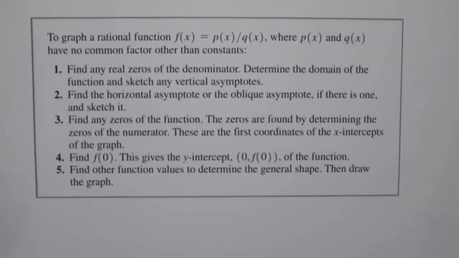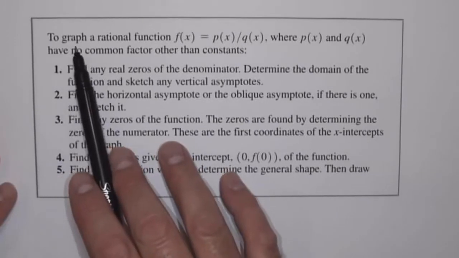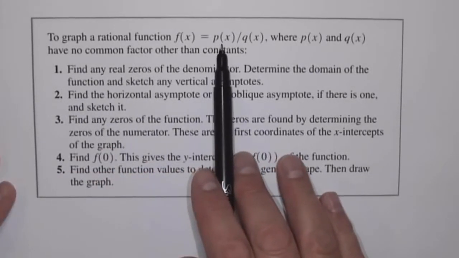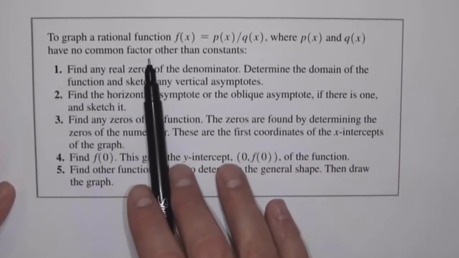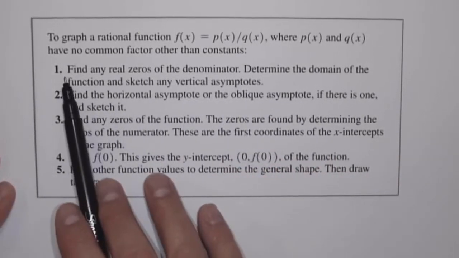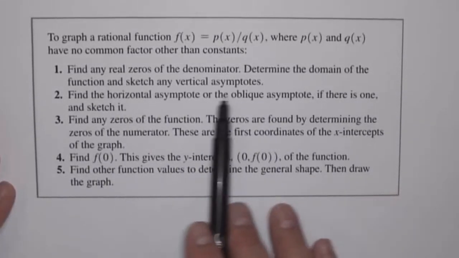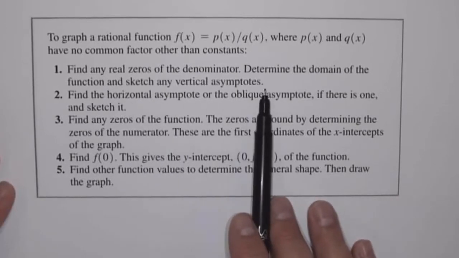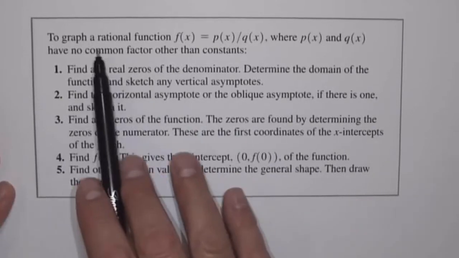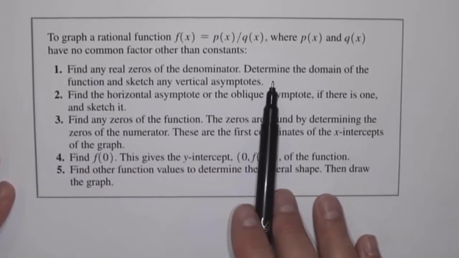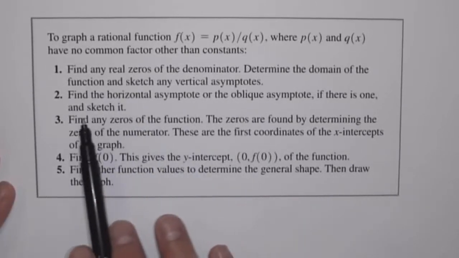So in this video, let's look at a general strategy for graphing rational functions. To graph a rational function, f of x equals p of x over q of x, where p of x and q of x have no common factor other than constants. 1. Find any real zeros of the denominator, determine the domain of the function, and sketch any vertical asymptotes. So what we're really doing here in terms of a graphing strategy is we're finding any vertical asymptotes, and we do that by finding the zeros of the denominator.